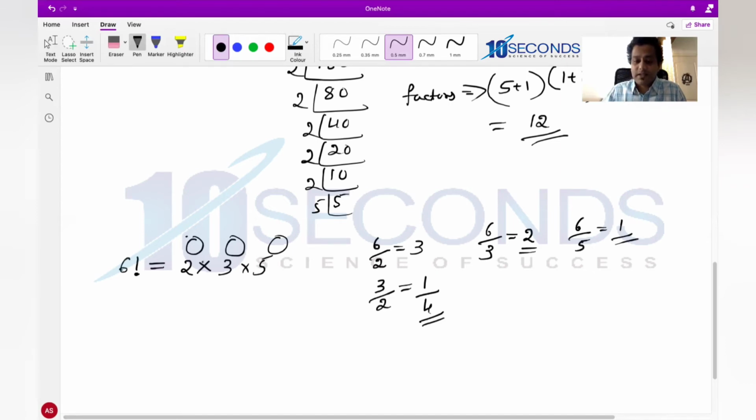Now it is like this, guys. 2 is there 4 times. 3 is there 2 times. And 5 only once. This is how we have to do it. Okay, this is 6 factorial.